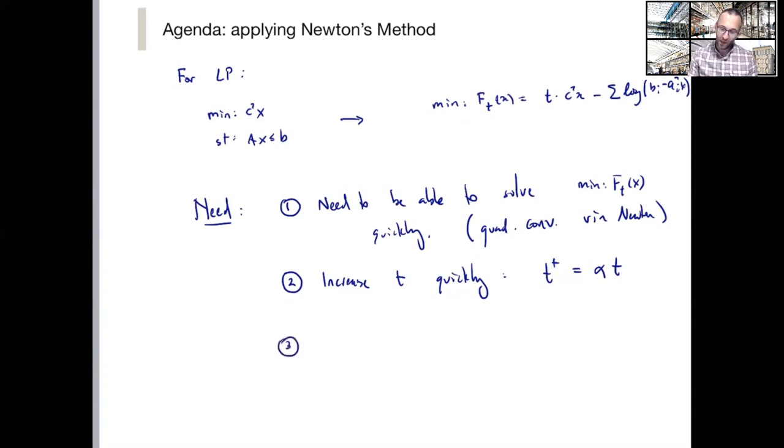And then finally, bringing it all together, I need to know how close C transpose x_t is to C transpose x star. So these are the three elements that we need, and we're going to pick this up in the next lecture.